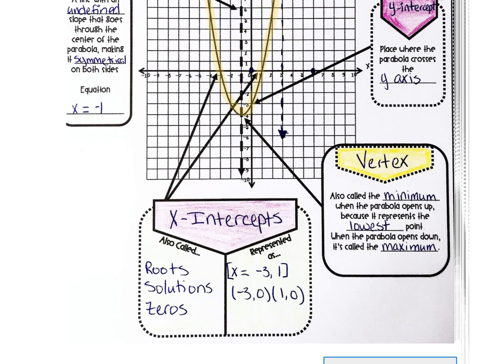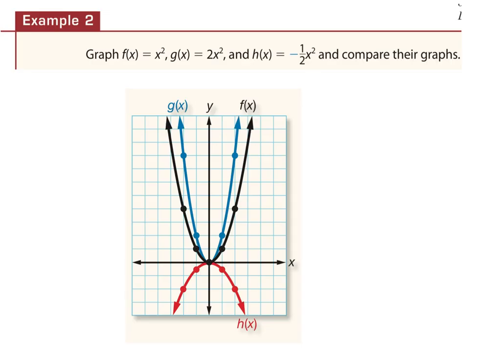Then you'll notice that there are two places where this graph crosses the x-axis. These are called your x-intercepts. There are other names for it: the root, the solution, and the zero. We're going to get into all of those, but those are other names for the x-intercept. If it is called a root or a solution to the quadratic or a zero, those are all names for the x-intercept.